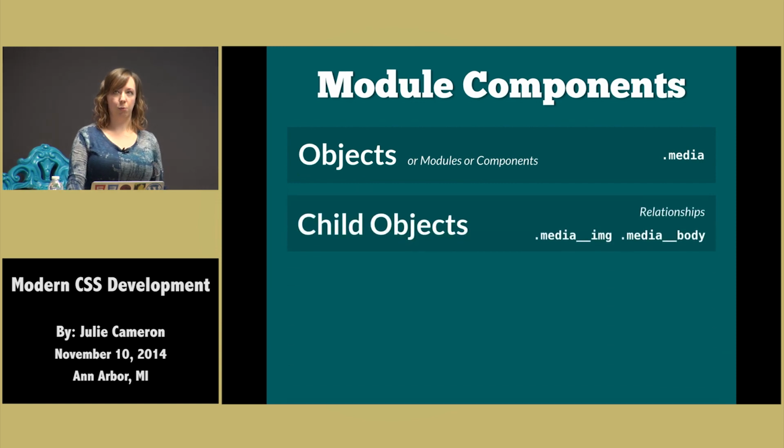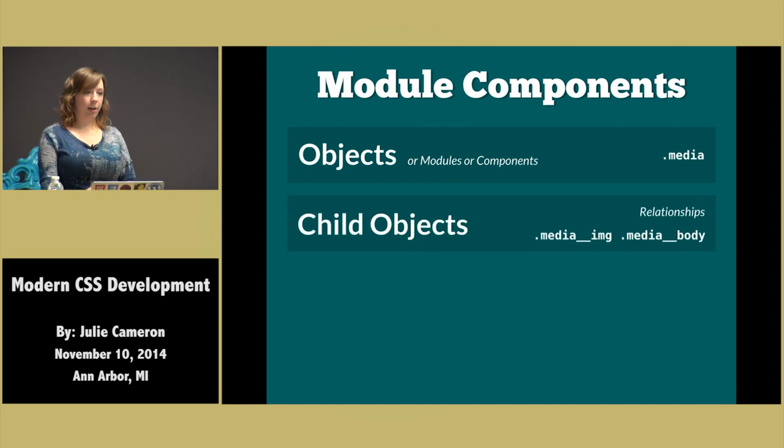Next up, you've got child objects. And these identify the relationships within the object as a whole. So with our media object, we had a nested media image and a media body. Now notice I'm not identifying what the actual HTML element is at all, because it doesn't matter. If I put that media body class on a div or a paragraph or a span or whatever, it should look the same every single time.